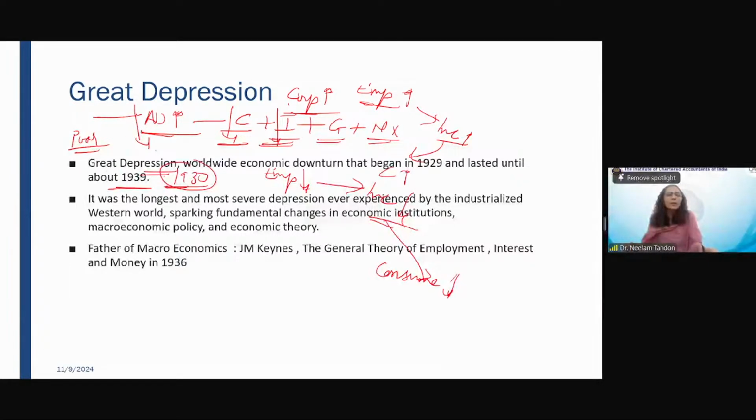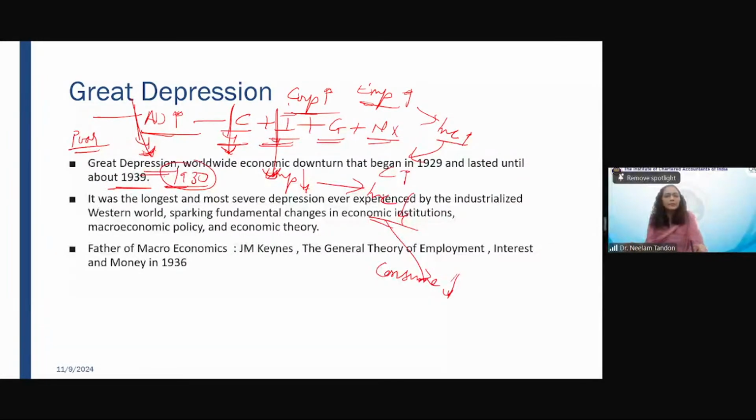Depression means a very low level of aggregate demand, which results in a very low level of consumption, which results in a very low level of investment, a high level of unemployment, and low level of income. This was the scenario in the US in the 1930s, and it spread all across the world, and countries were passing through low levels of output, income and employment.